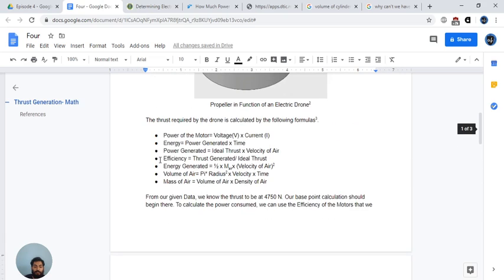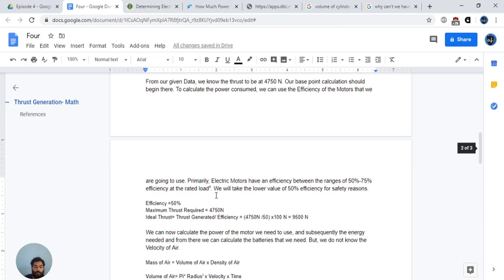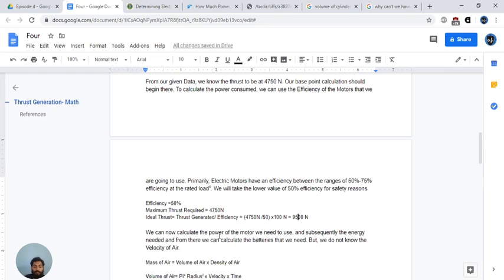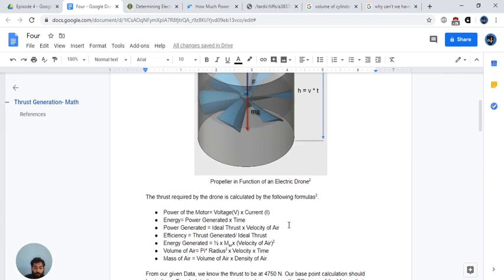So you want to create the highest maximum, you can always go lower, and you can create sensors to curtail it. Using this formula at 50%, and I don't want to torture you with fractions, we got 9500 Newton. We just recalculated everything and rearranged it. So now we can calculate the power of the motor. So how do we calculate the power of the motor? Power of motor is equal to ideal thrust times velocity of air.